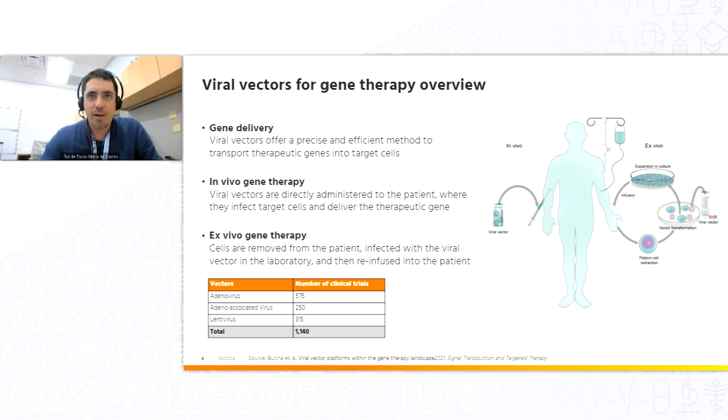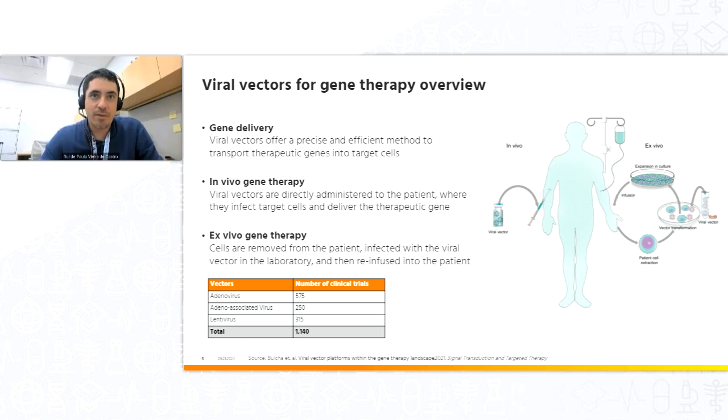Talking about viral vectors for gene therapy now. One way to perform gene therapy is to use viral vectors such as adenoviruses or lentiviruses. These are viruses that, when they infect a target cell, can insert specific genes that will have a therapeutic effect on the patient.